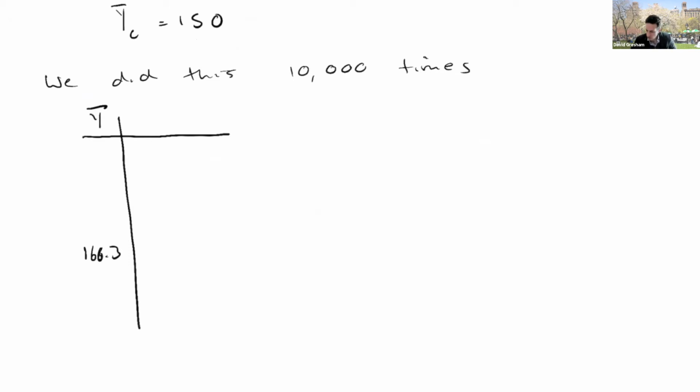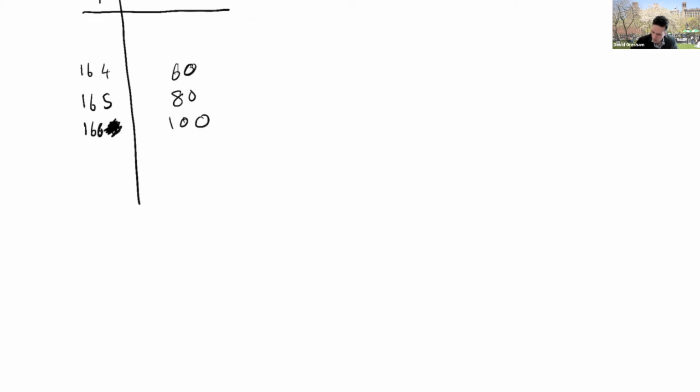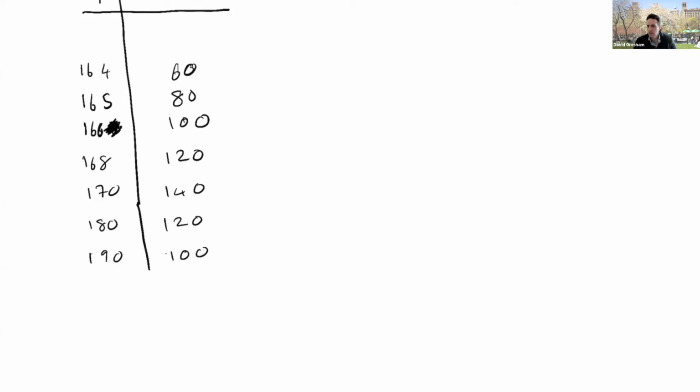And that's going to occur with some frequency. Say that occurs, well, let's make it just 166 to make it a little less precise. Let's say that occurs 100 times, and we do it again, and we get a mean of 165, and we get that maybe 80 times, and 164, and that maybe happens 60 times, and we get 168, and maybe that happens 120 times, and 170, and that happens 140 times, and 180, that happens 120 times, 190, that happens maybe 100 times.